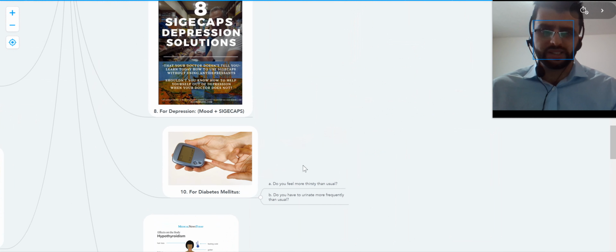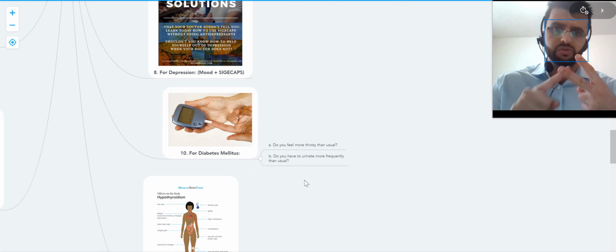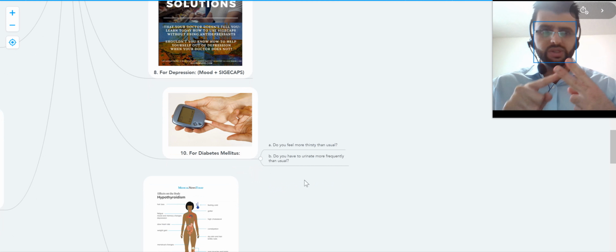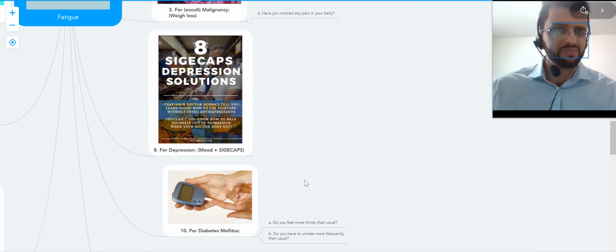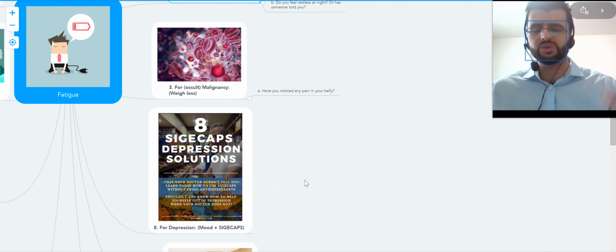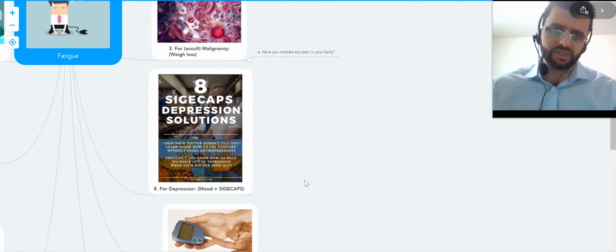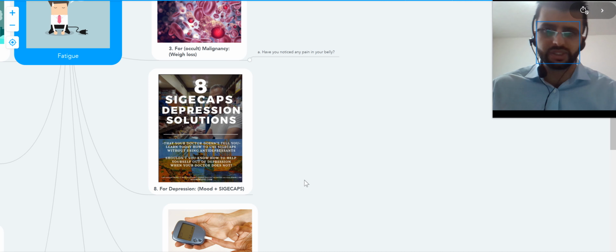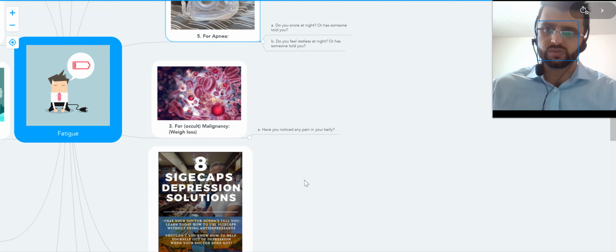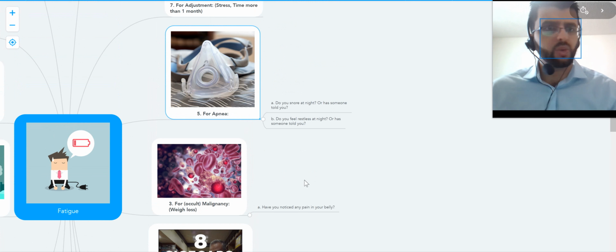For diabetes, we ask, do you feel more thirsty than usual? This is one. And frequent urination. So frequent thirst and frequent urination. For depression, ask about how are you feeling? Okay, if you're feeling sad, then you do SIGECAPS. For SIGECAPS, which is sleep, interest, guilt, energy, concentration, appetite, psychomotor retardation, and suicide. For cancer, have you noticed any pain in your belly or weight loss? Okay.